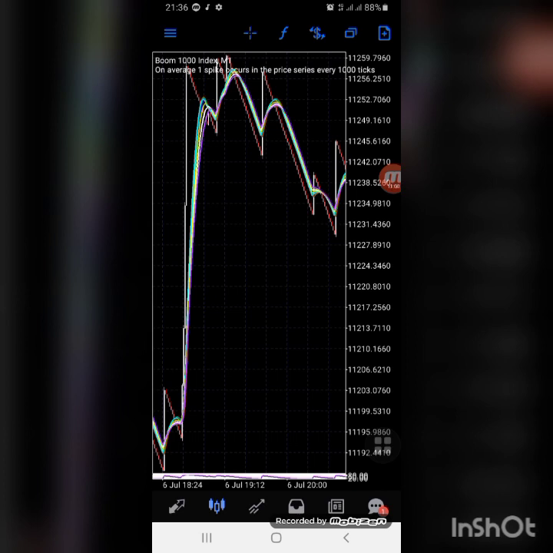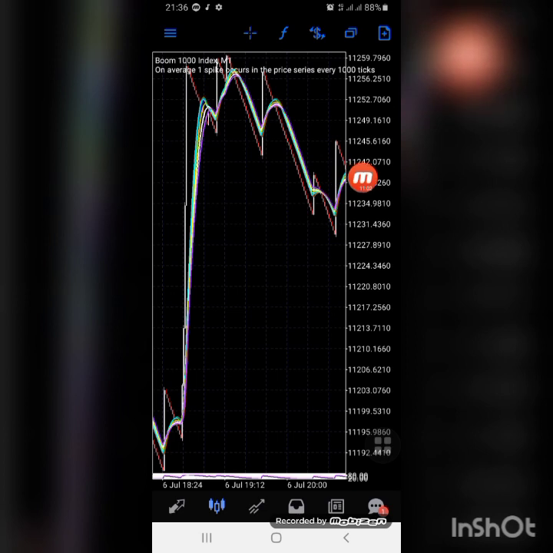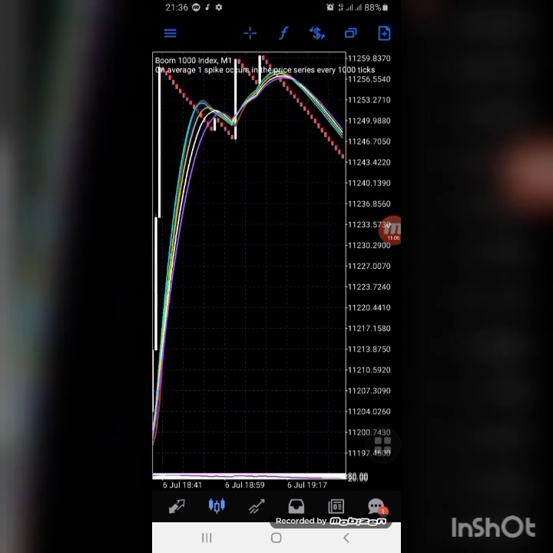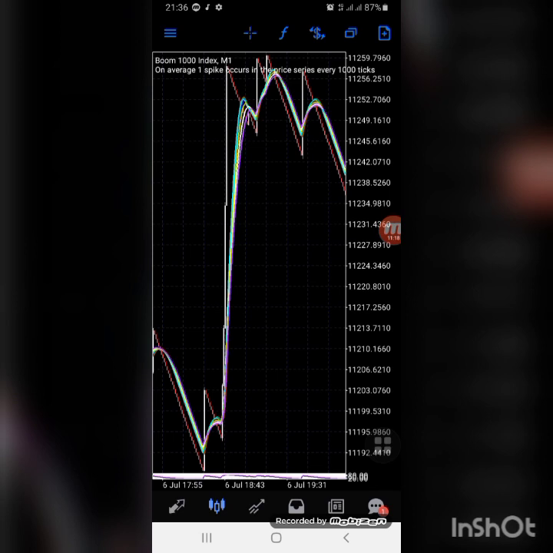All right, we could see something happen here. This thing crossed, actually it crossed here. It crossed to show you that it's not 100% accurate. All right, it's not 100% accurate, but it has more winning rate than losing rate. It crossed right here, but a spike came. But what do you do when a spike comes?